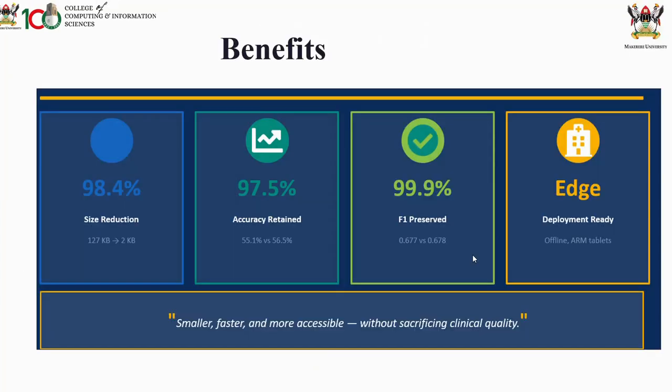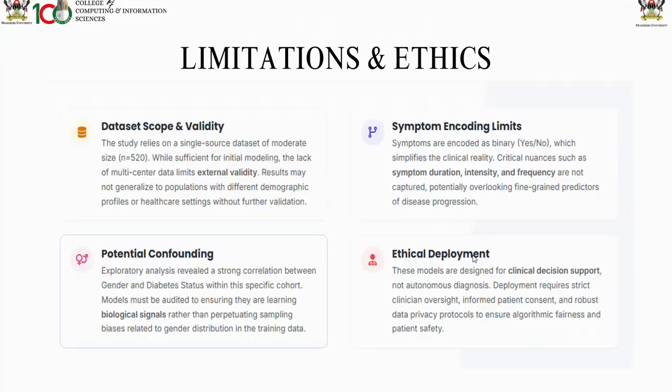So what are the advantages of this? One, there's size reduction in our model, two, accuracy retention, three, F1 preserved, and four, the model is ready, in this case for offline capabilities and ARM tablets. So those are the benefits of knowledge distillation.